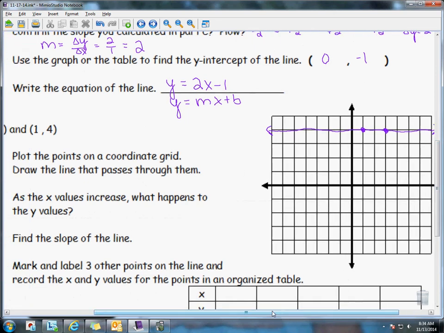So the next one, it says as the x values increase, what happens to your y values? So as your x values increase, your y values just stay the same. So I'll put here they stay the same.